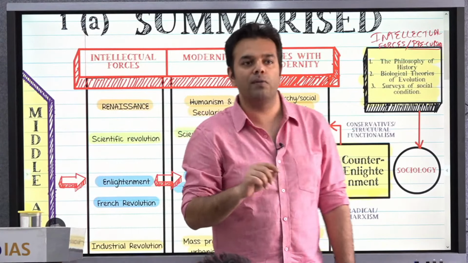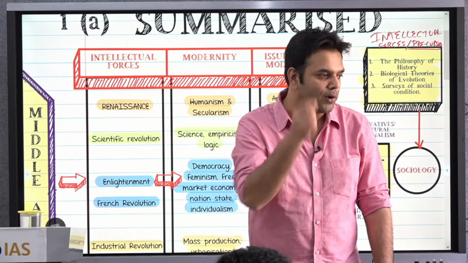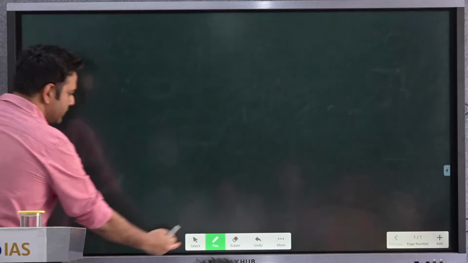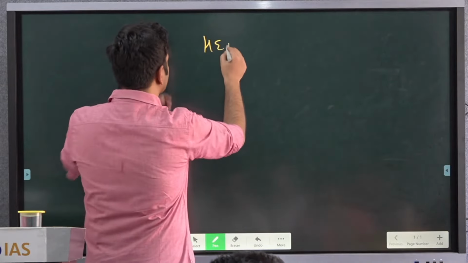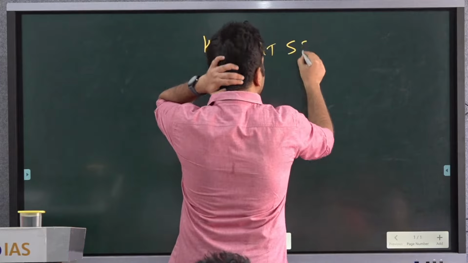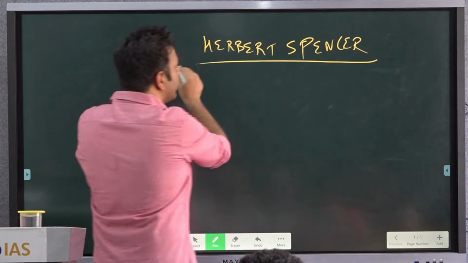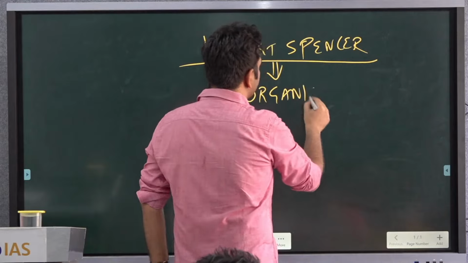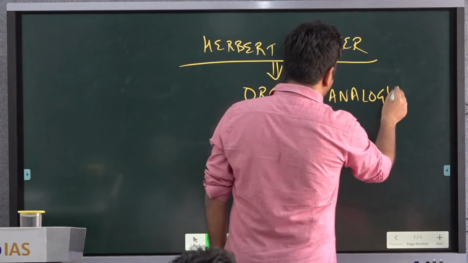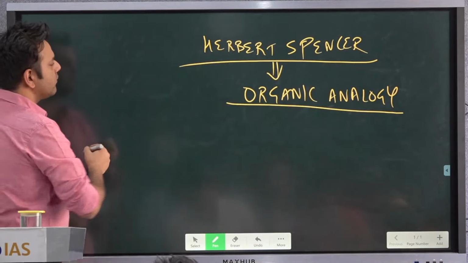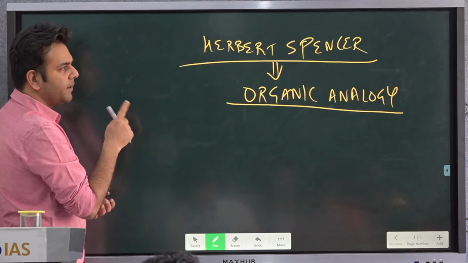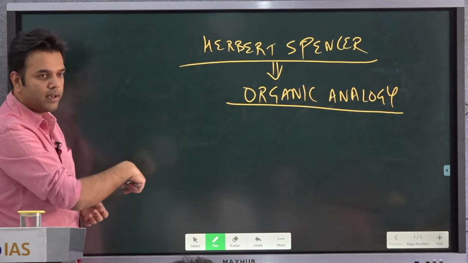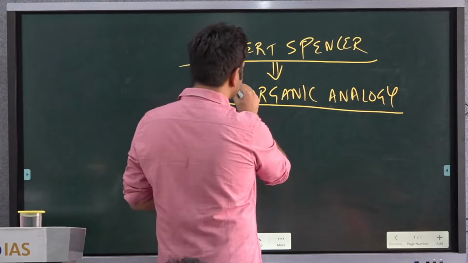Now, in the biological theory of evolution, one concept is very important, which I want to talk about. Herbert Spencer has given a concept, organic analogy. Okay, organic analogy. Who is Herbert Spencer? The man who is trying to apply the biological theory of evolution to human societies, to explain the evolution of human societies. This man has developed the concept of organic analogy.